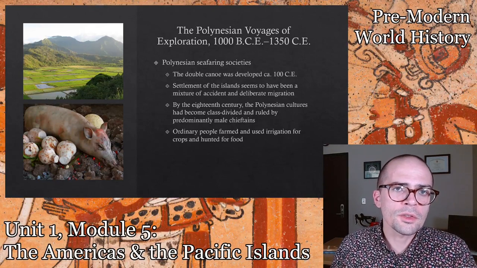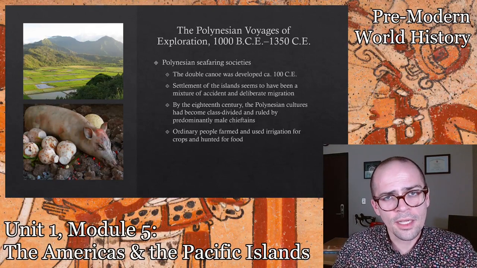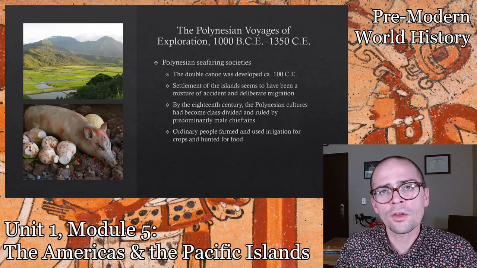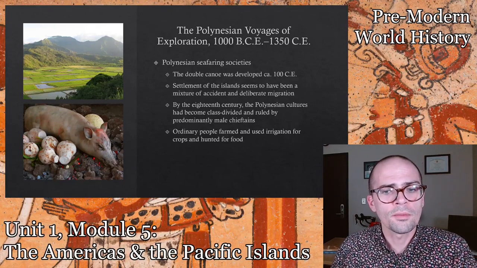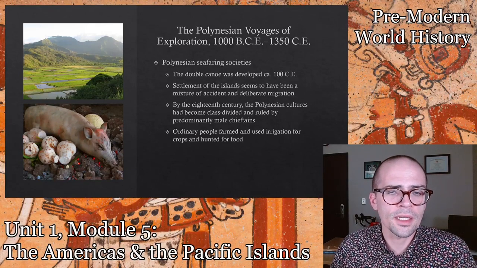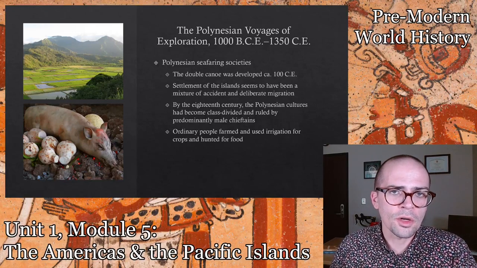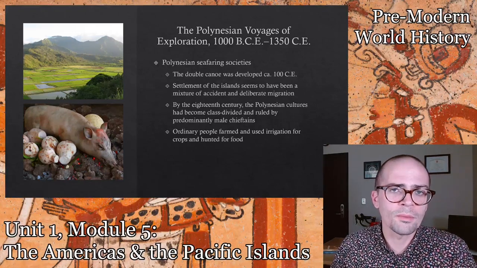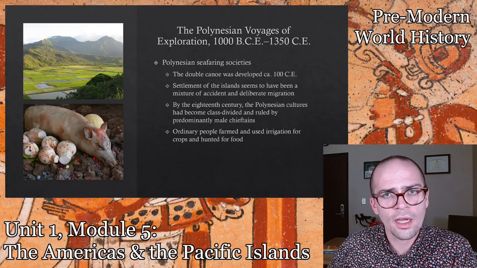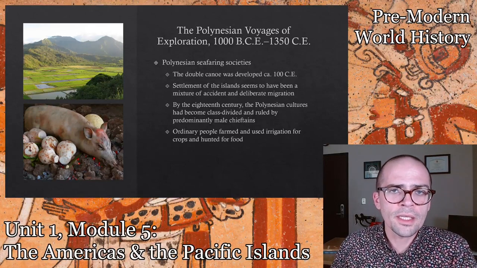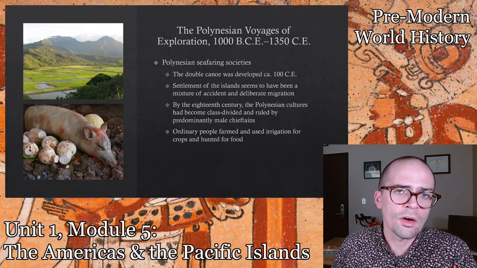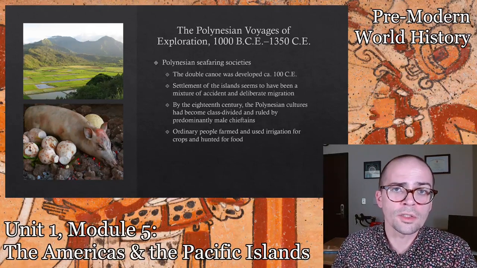In addition to these dogs and rats, which they take with them to populate these new islands, they also brought with them potted plants. This is how we get, for example, taro across the Pacific, a root plant that emerges on these islands when these peoples are bringing them potted on their double canoes, hoping to settle somewhere new.